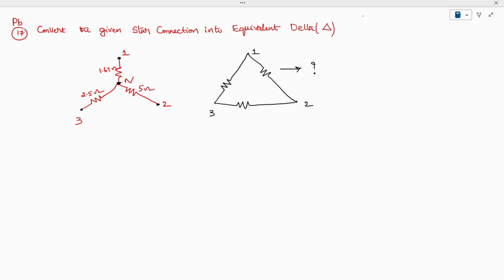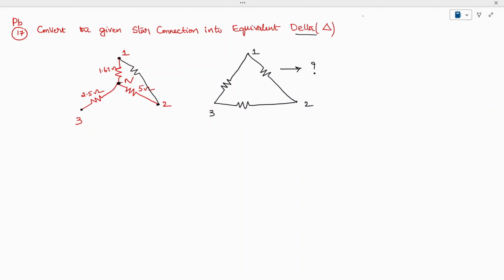So today we are going to solve this problem. The given problem is to convert the given star connection into an equivalent delta. So how to convert? Let's have a look. When you observe this problem, the unknown I have drawn in black color. Here I'm going to draw the unknown resistor. So this is the unknown resistor.